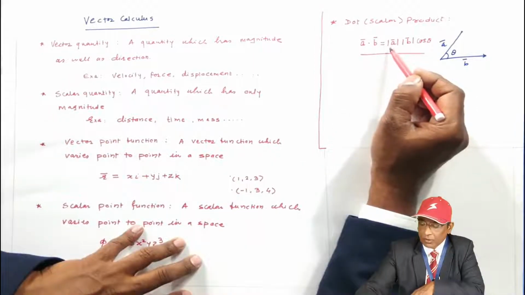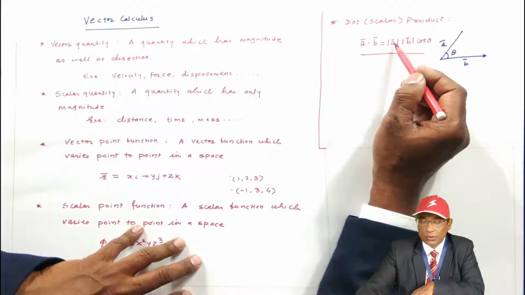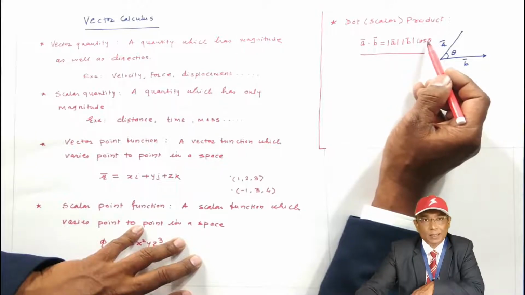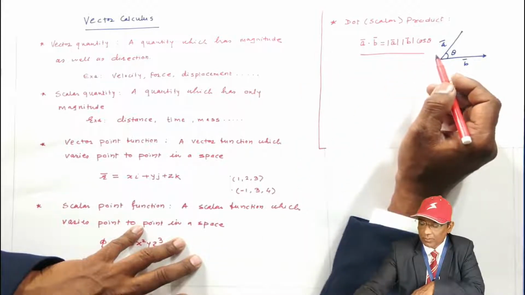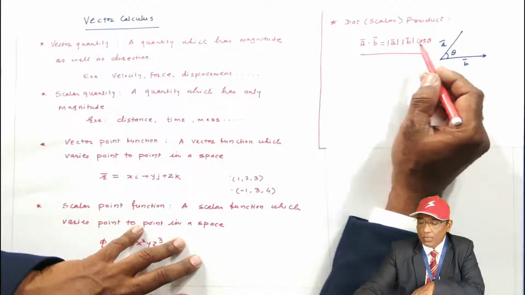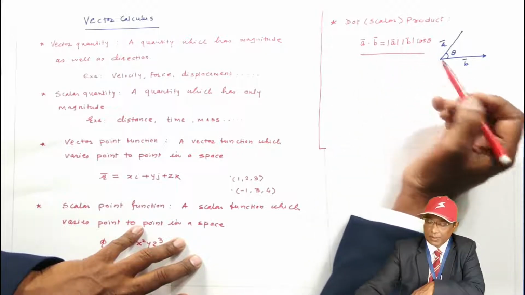See, here on the right hand side, there is no i, j, k. This magnitude is always a scalar. Cos theta is always a scalar because cos theta lies between -1 and 1. You are aware of this. And the product of all scalars will be a scalar. This right hand side is a scalar. So a bar dot b bar is a scalar quantity.